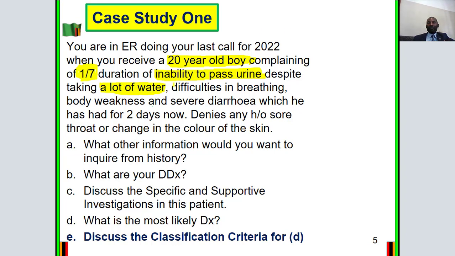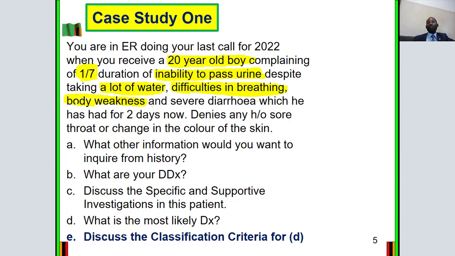All right. Then what other things are there? There is difficulty in breathing. What do you think could be the cause of the difficulty in breathing? Since there is an attack on the system, I would think this difficulty in breathing could be due to acidosis. Maybe the oxygen concentration is low. So you're able to look at all those areas. Then there is body weakness.